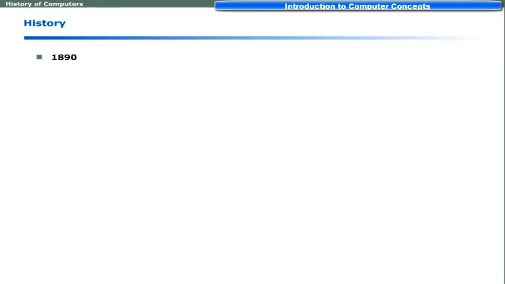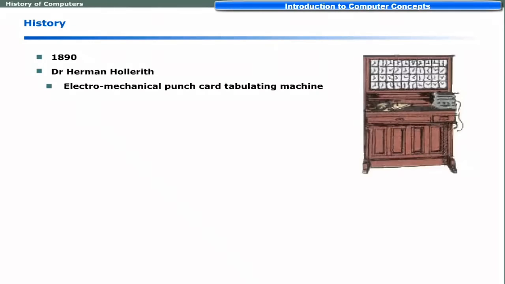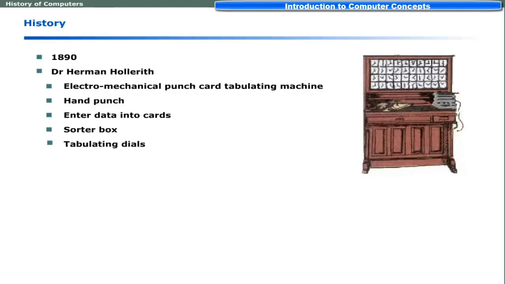During 1890, Dr. Herman Hollerith developed the first electromechanical punch card tabulating machine. Hand punch was used to enter data into cards. A sorter box was used to read and sort these cards. The output was summarized on tabulating dials.